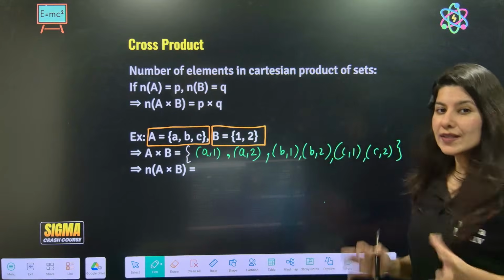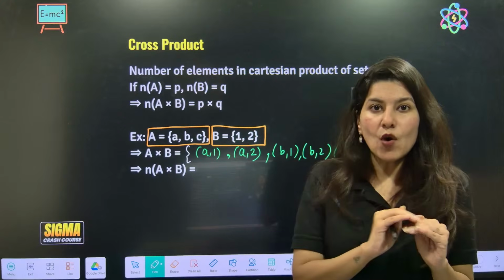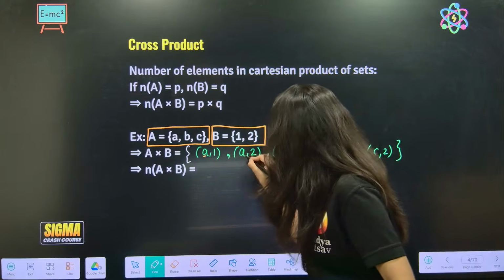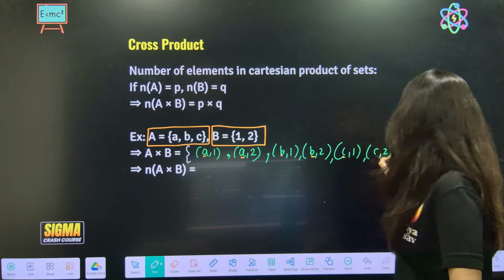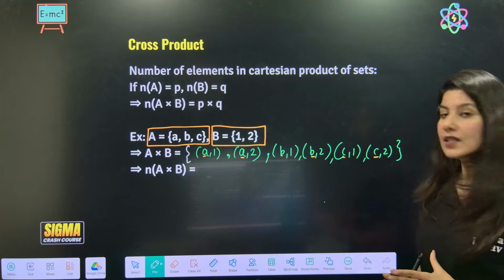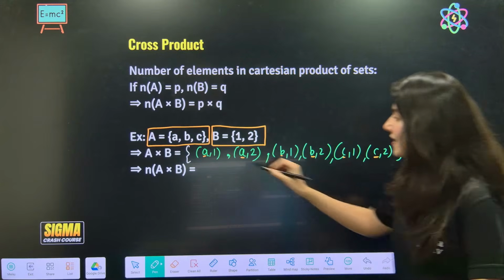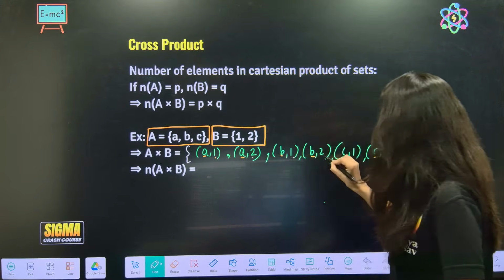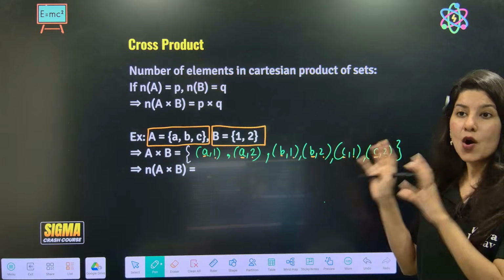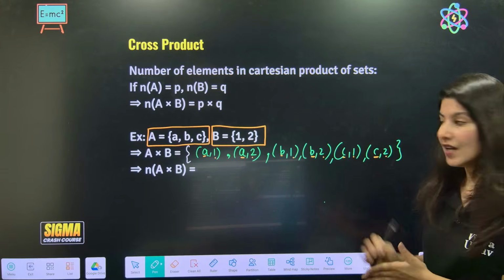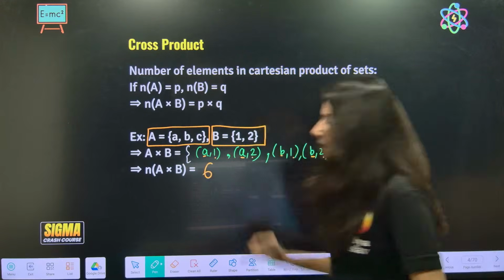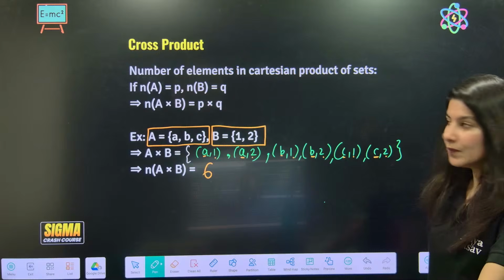So basically, what is A cross B? A cross B will have all the ordered pairs where the first element is coming from set A. Can you see the first element is either A or B or C? First element is coming from set A and second element is coming from set B. So the second element is always either 1 or 2. You have to make all possible combinations and all possible ordered pairs and keep them in A cross B. Now if you check, 1, 2, 3, 4, 5, 6. Ma'am, 6 elements are there in A cross B, correct?